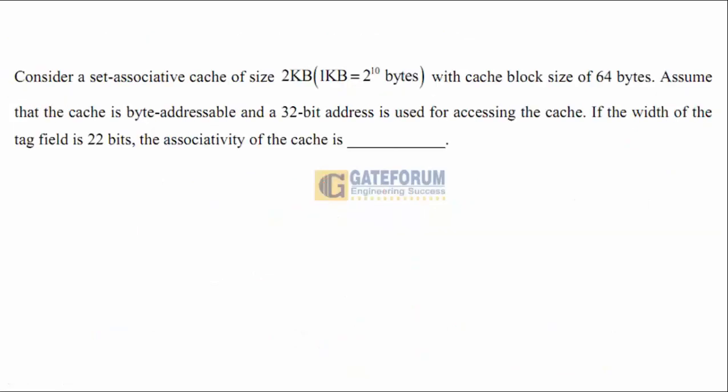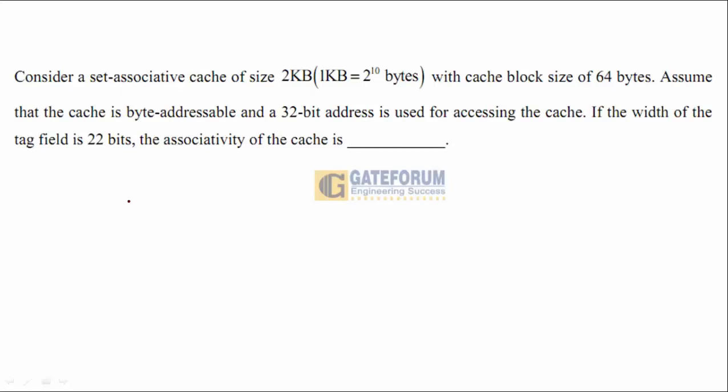Hello everyone. Let us solve a question on cache associativity from the topic memory. This question was given in GATE 2021 for 1 mark. This is a simple question and can be solved very simply by looking at the details that are given. Consider a set associative cache of size 2 KB. Now here, let us segregate the details.